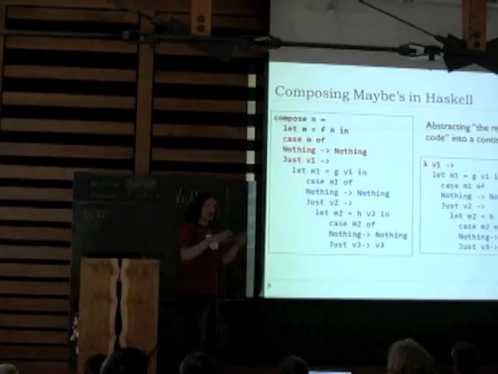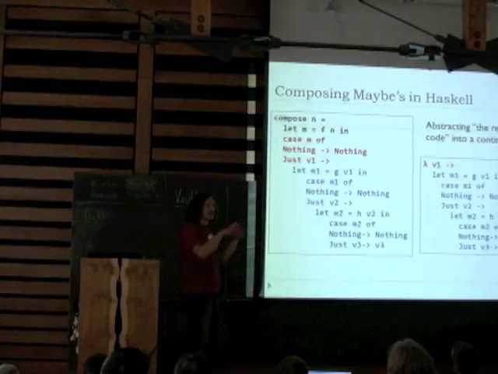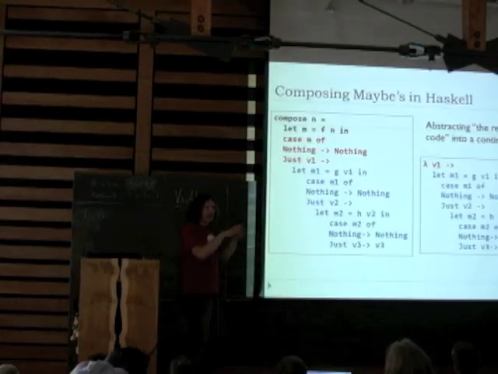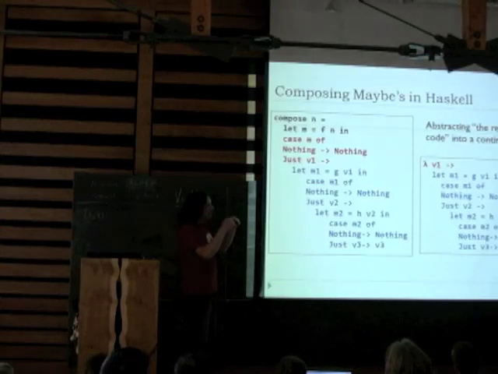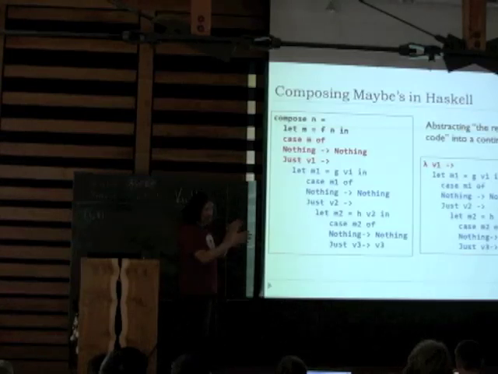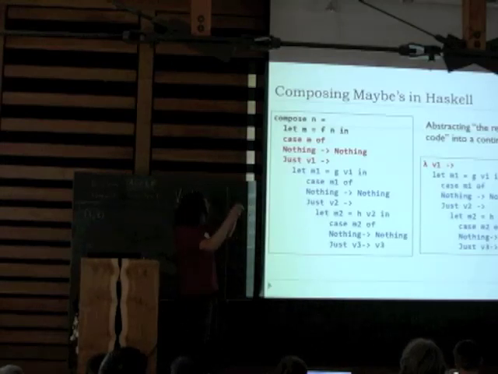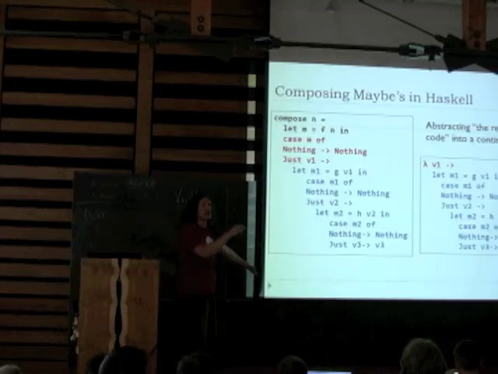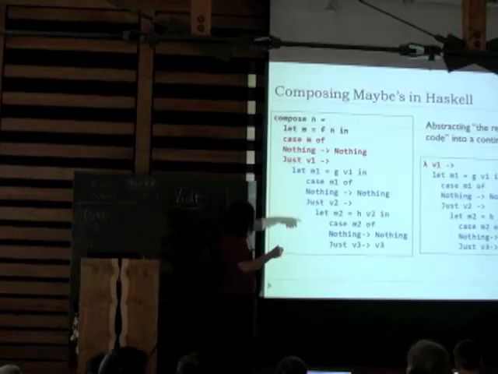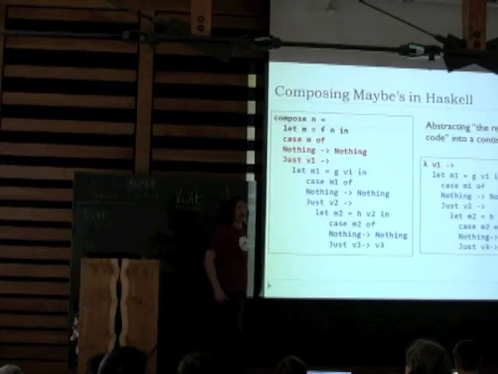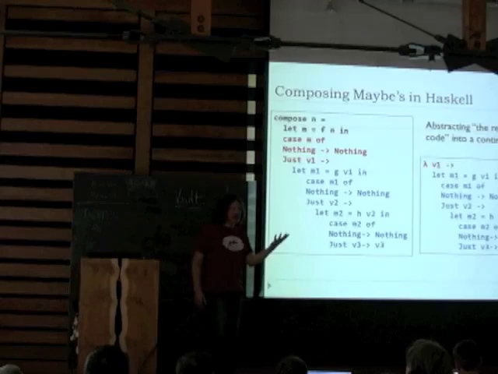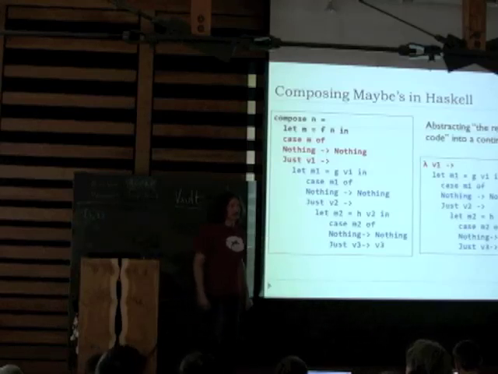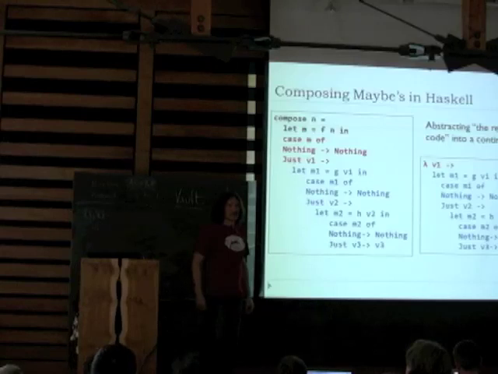Let defines a new name for something. So like a variable, but it's not really a variable because you don't mutate it. So it says, let m be equal to f acting on n, no parentheses in Haskell. This is f acting on n, and in says that this m will be defined in whatever follows. So whatever follows has m defined as the result of acting with f on n. So this is like a local variable, but in Haskell. Okay?